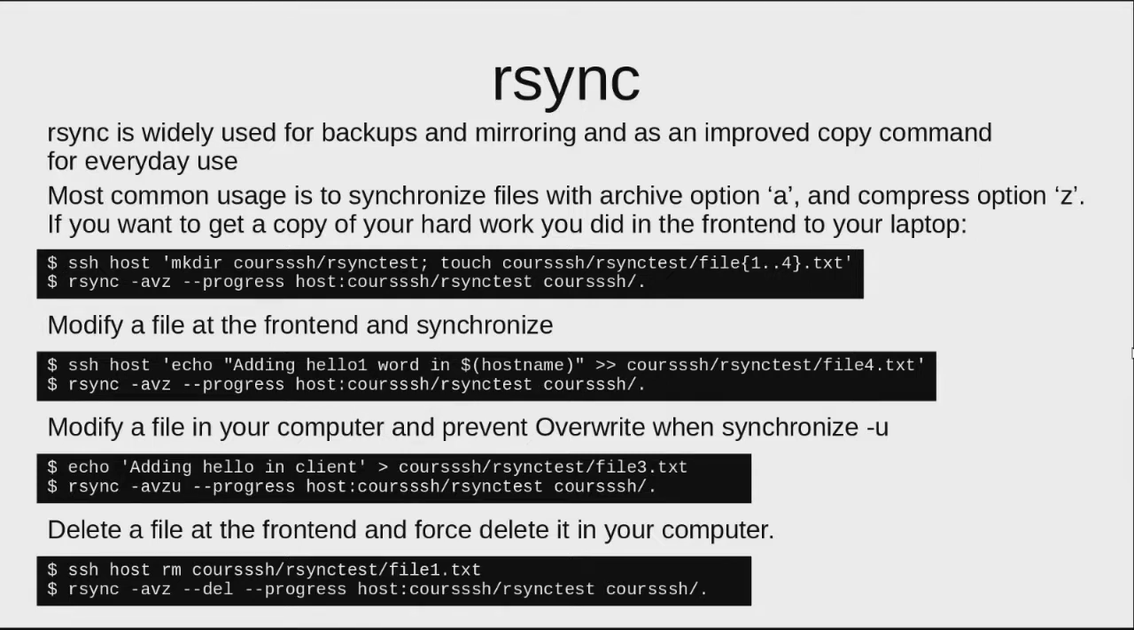If you modify a file on your computer and you don't want rsync to override it, then synchronize with the -u option. rsync will keep the files at the destination even if they are deleted at the source. This behavior is similar to a backup. With the --delete option, the files deleted at the source are also deleted at the destination. This behavior is similar to a mirror.